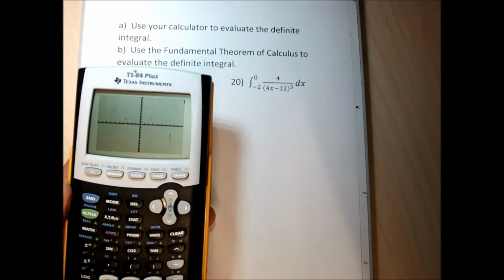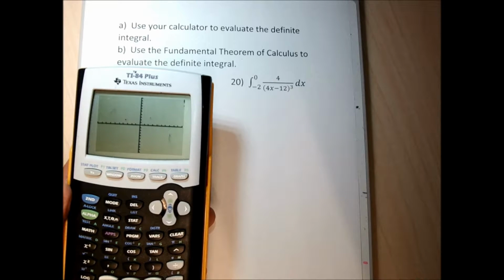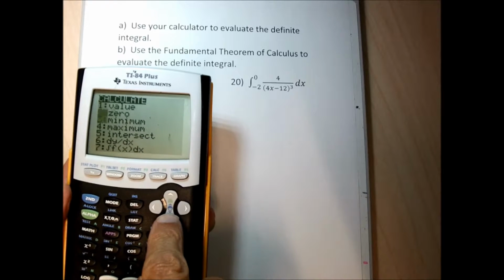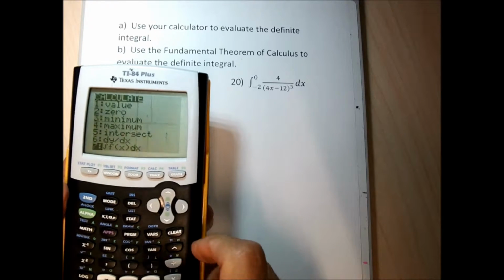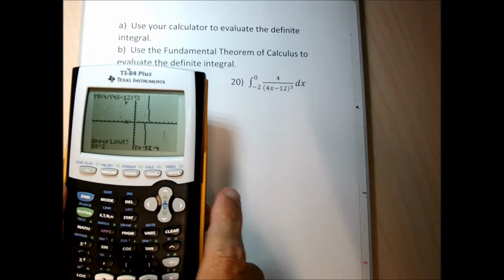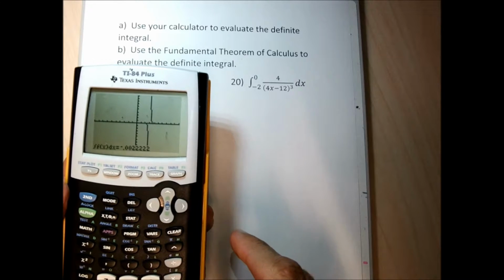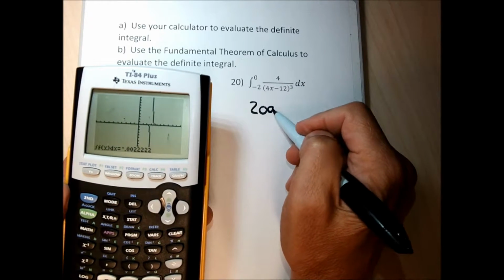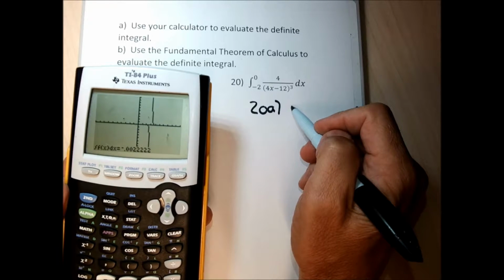That's fine. Graph it. Second calc. Lower limit -2, upper limit 0. This one I think I'll be able to get a fraction answer because there's going to be no natural logs in it.